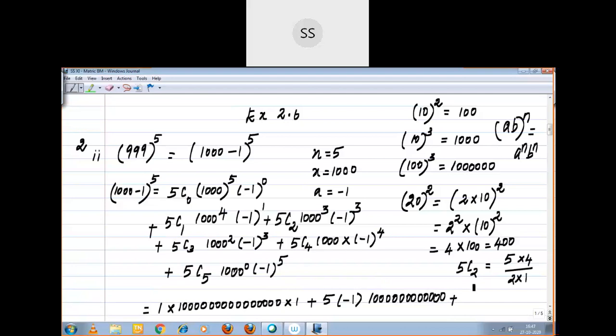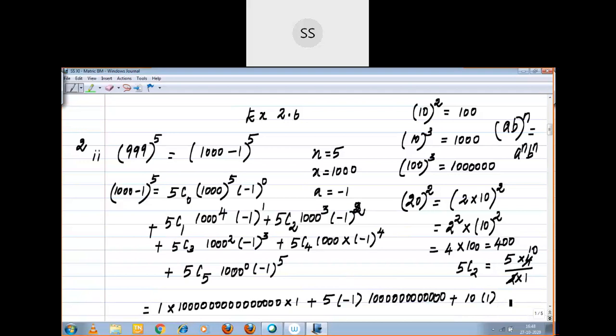I gave a formula NC2 equal to N into N minus 1 divided by 2 into 1. See, 5C2 equal to 5 into 4 divided by 2 into 1. Based on this, you are expressing the term in the numerator, that too in the reverse order, reduced by 1, right? Now what is the value of 5C2?